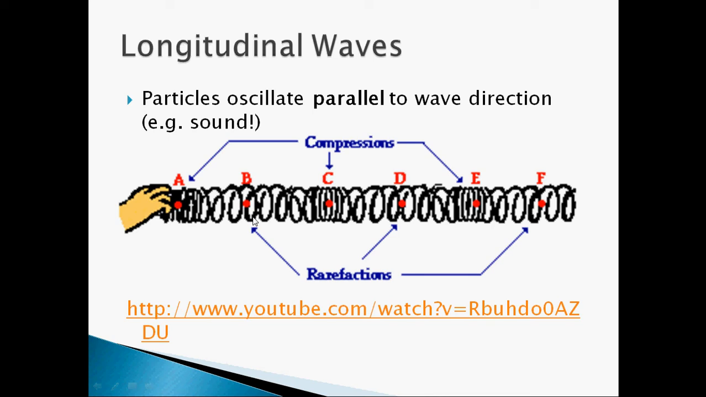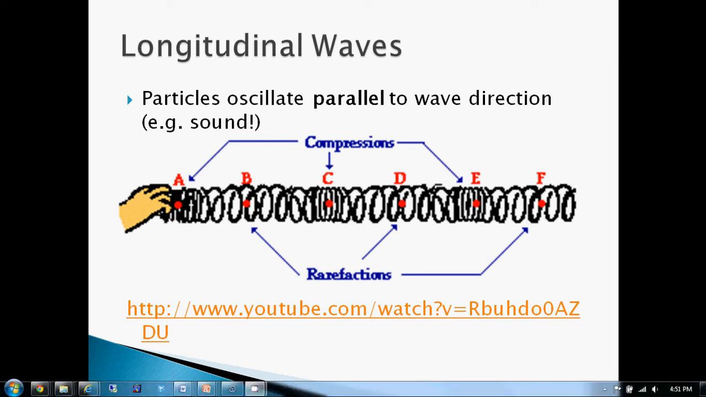And in the parts where things are really spread out, we call that a rarefaction. So that's points B, D, and F. We can see that the particles are not very dense at all there, so we call that a rarefaction. Examples of longitudinal waves are sound, and seismic waves are also typically longitudinal.